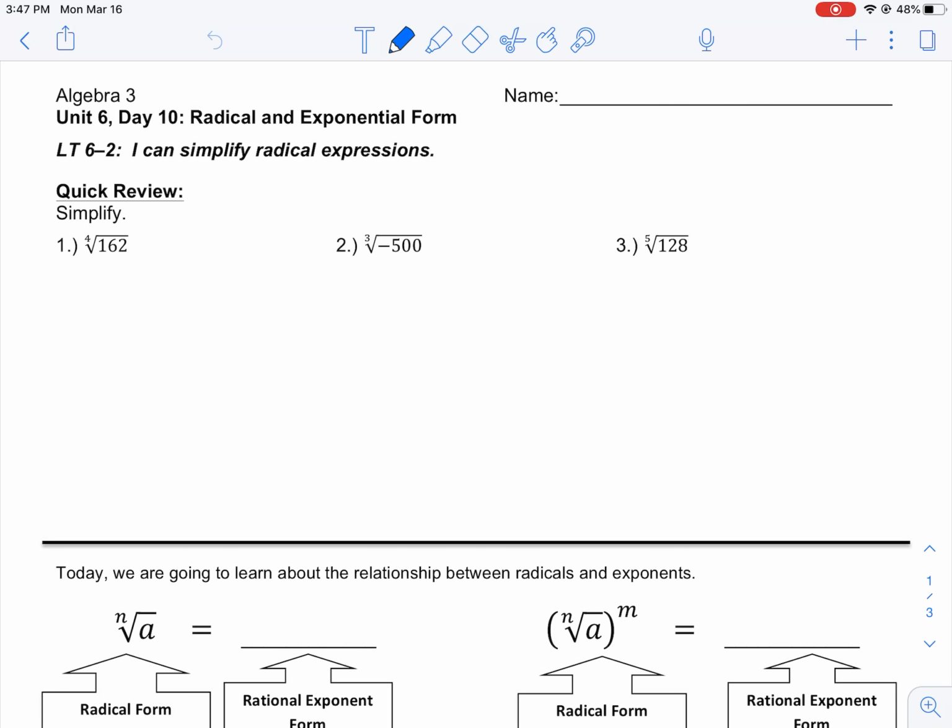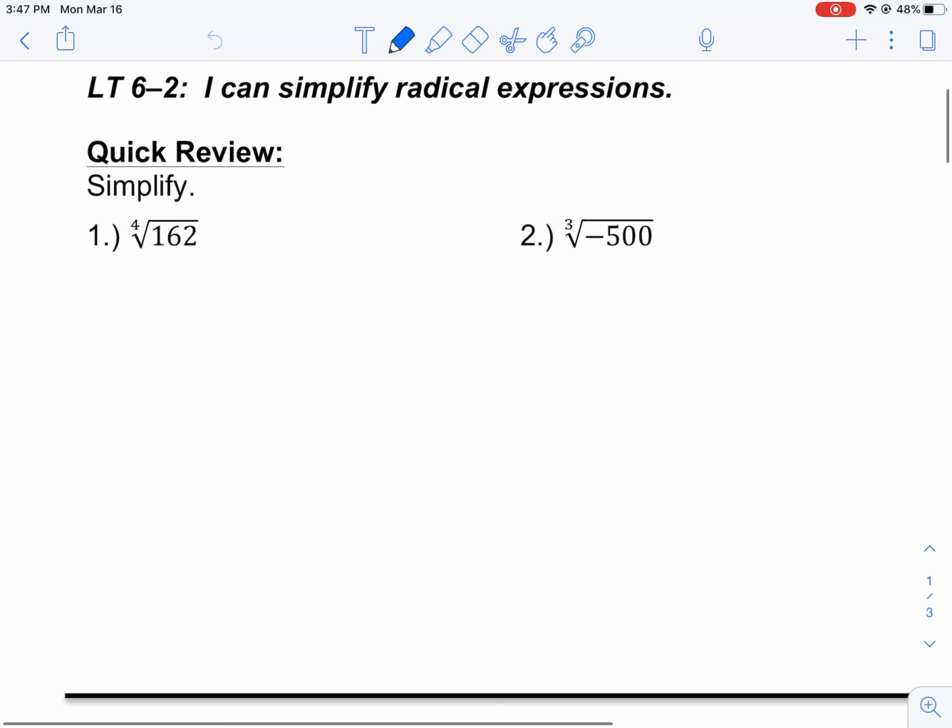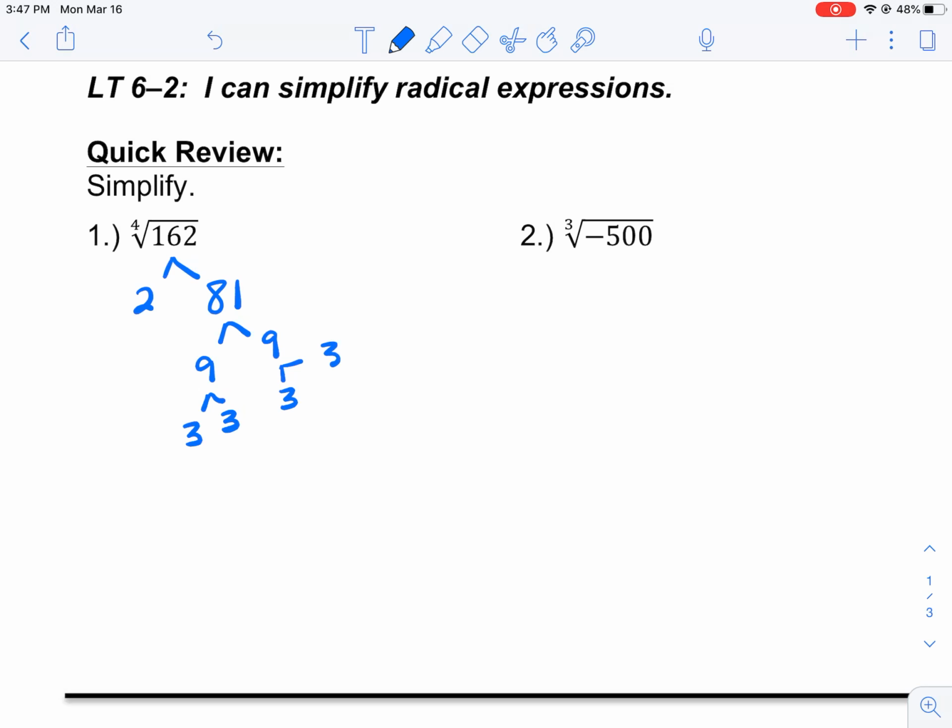So this first problem, we're going to take the fourth root of 162. So we're going to break this down using a tree. So we're going to do 2 and 81, 9 and 9, 3 and 3, 3 and 3. Okay, and the index here, we're taking the fourth root, so we're looking for 4 of a kind. So we have 3 4s here, so we're going to put 3 out in front.